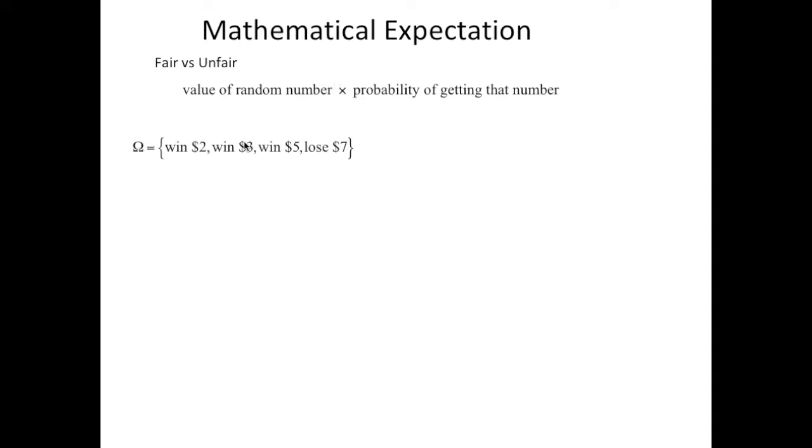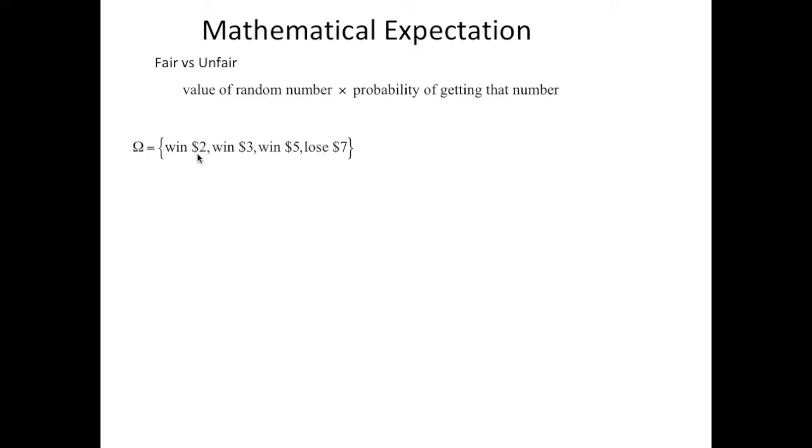Mathematical expectation lets us know whether a game is fair or unfair. It's the value of the random number coming up times the probability of getting that number. Let's say you're playing a game where you have a spinner with different sectors. You could land on a 2, you could land on a 3, you could land on a 5, or you could land on a 7.